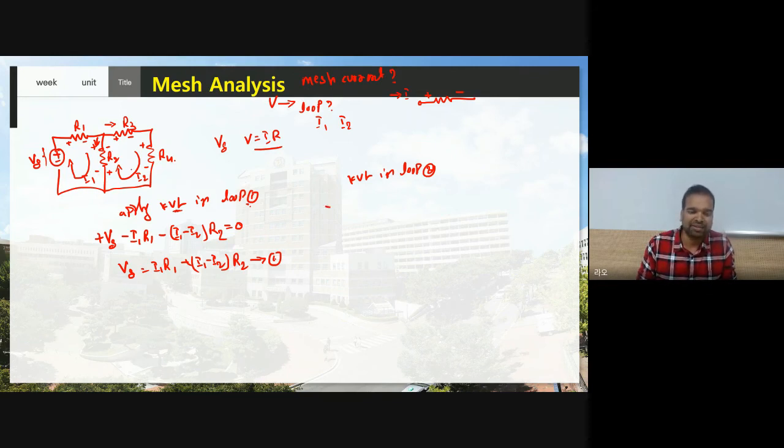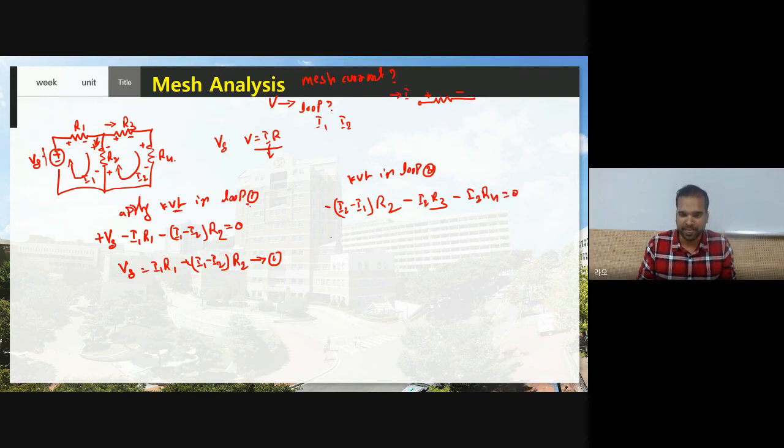Now I applied KVL in loop 2. So I should give preference to what? I2 current. Then what is the voltage at R2? We know V equal to IR. So here, but two currents are flowing at R2. Therefore, I2 minus I1, because I applied KVL in loop 2. Therefore, (I2 minus I1) into R2. So here minus at R3, only I2 current is flowing. Therefore, I2 R3, and plus to minus, only I2 current is flowing at R4. Therefore, I2 into R4 equal to 0.